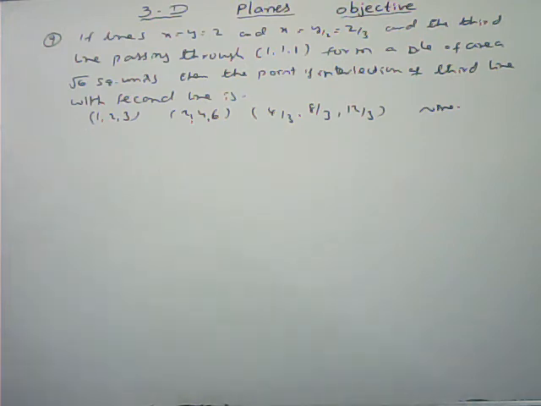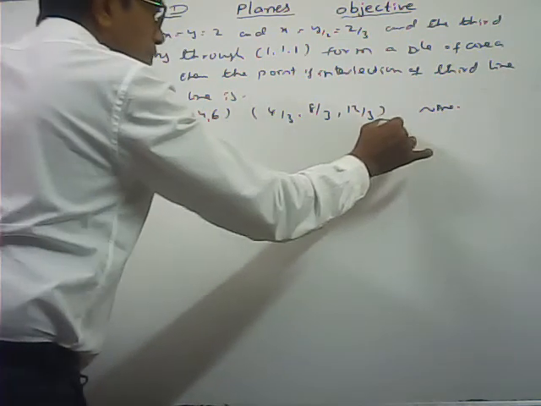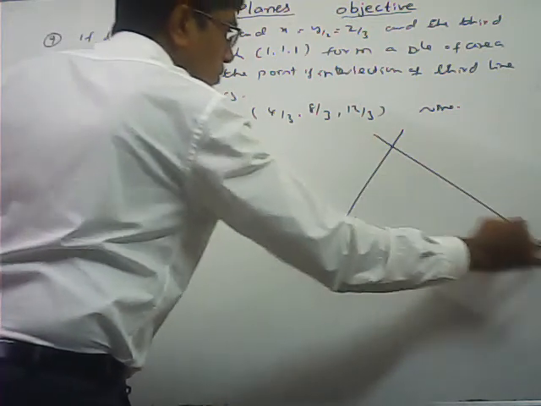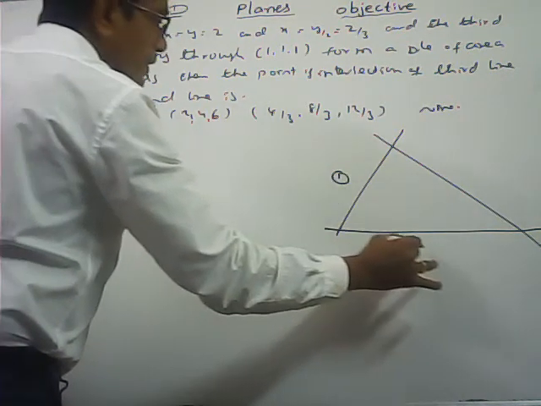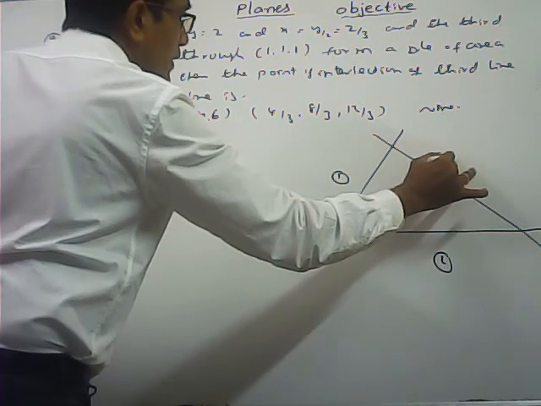If the lines x equals y equals z, that is one of the lines, and x equals y by 2 equals z by 3, that is the second line, and the third line passes through the point 1, 1, 1, form a triangle of area root 6 square units, then find the point of intersection of the third line with the second line. Here a total of 3 lines are there. This is the first line, this is the second line, and this is the required line, the third line.